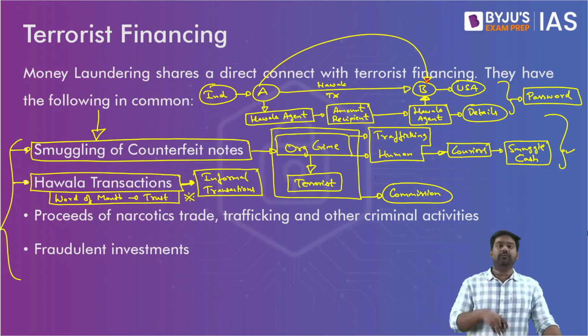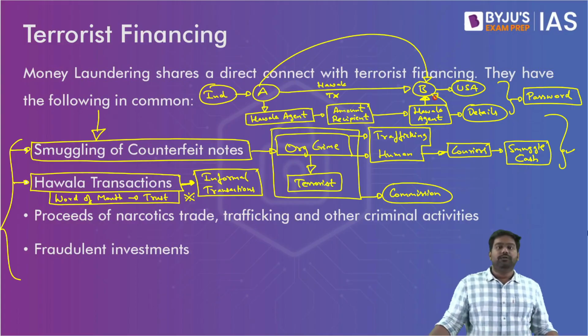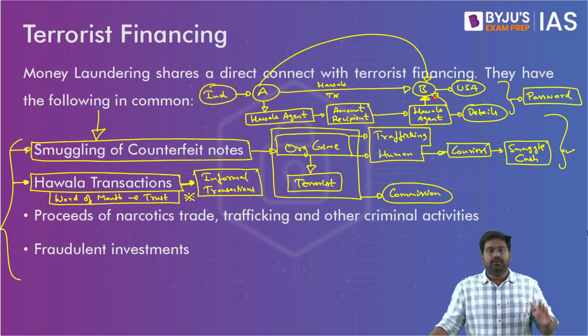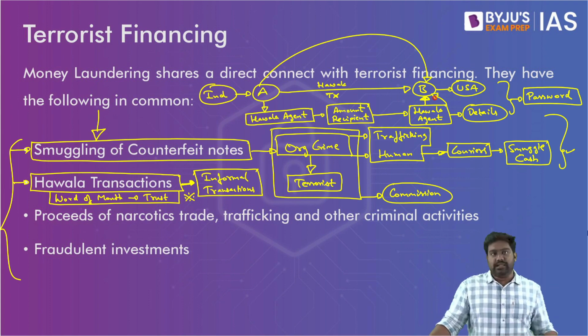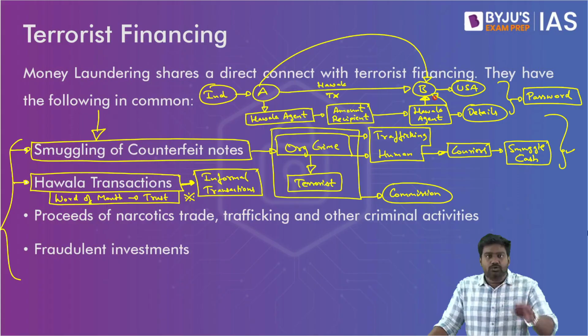Where to collect it from? What's the password? So he will go meet this Hawala agent in the US, give him the correct password, and immediately he'll pay him in US dollars. The equivalent of that is paid with a commission taken by the Hawala agents. So transaction is done. The purpose was to ensure that B gets that money. He got it. Doesn't matter who's paying him.